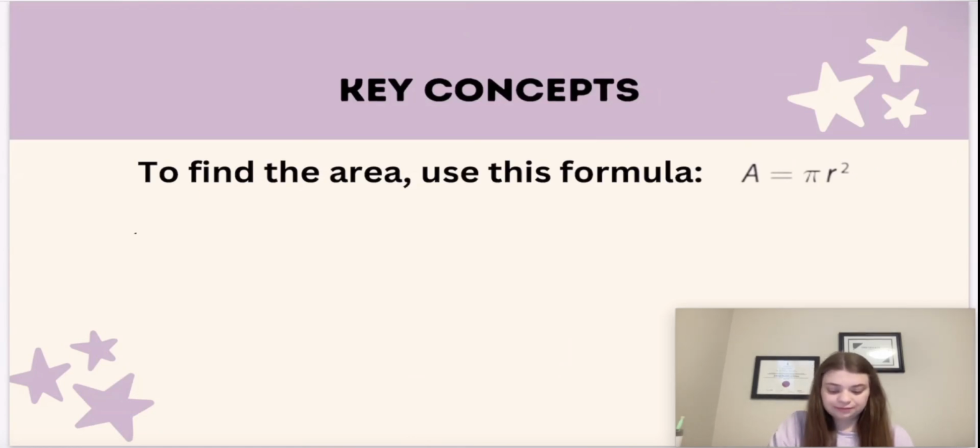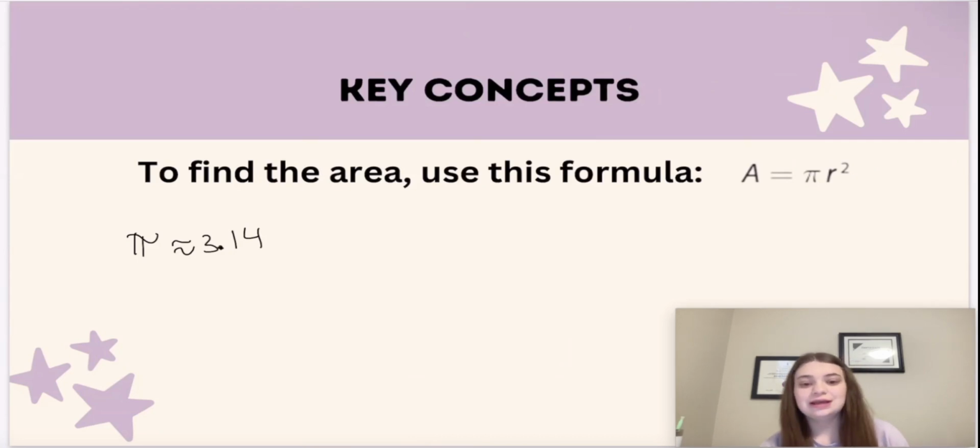Well, pi is an irrational number that is approximately equal to 3.14. So for the purposes of today, we will use 3.14 for pi. However, definitely note that that's just an approximation. Pi is actually not exactly 3.14. It's just a number that's very close to 3.14. And then r is the radius.